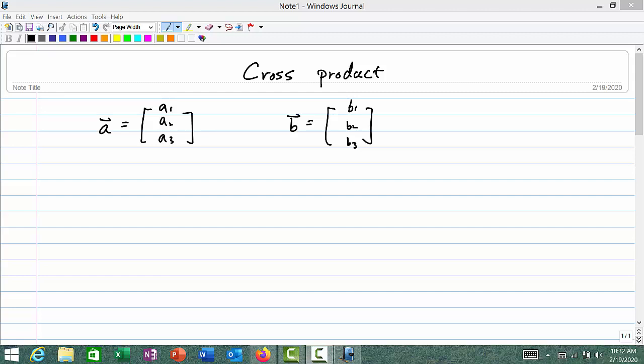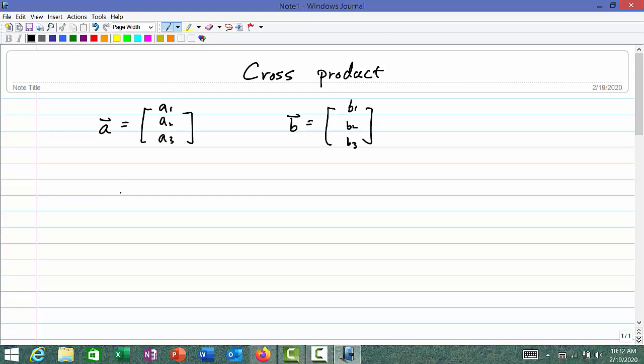Okay, so this video is about the cross product. The cross product is the computation of the product of two vectors. Here the vectors must be in 3D space. So for example, here I give you two vectors A and B. A is A1, A2, A3, and B is B1, B2, B3.